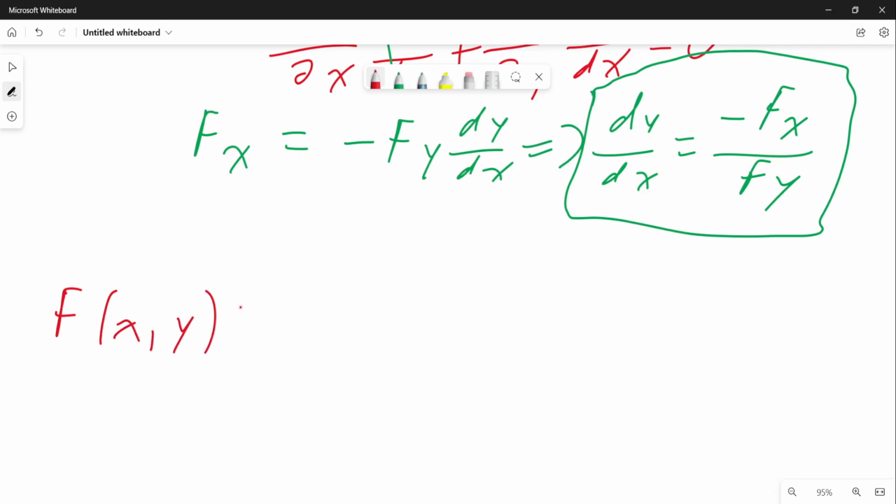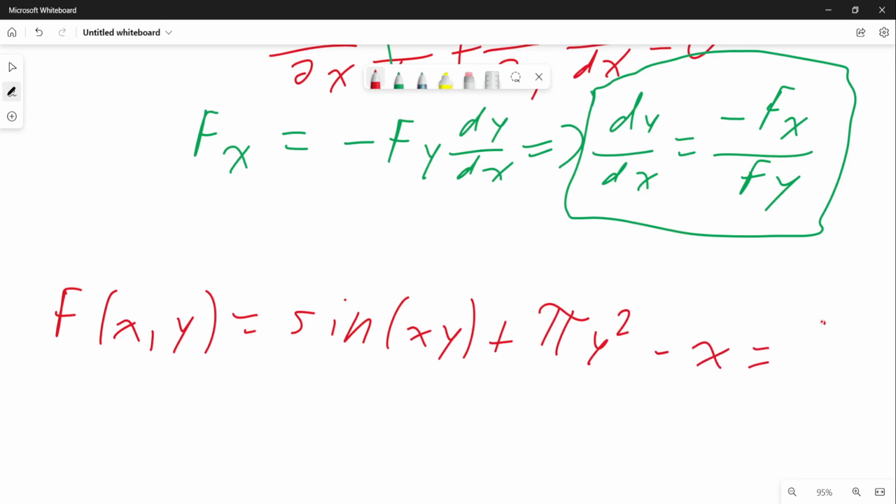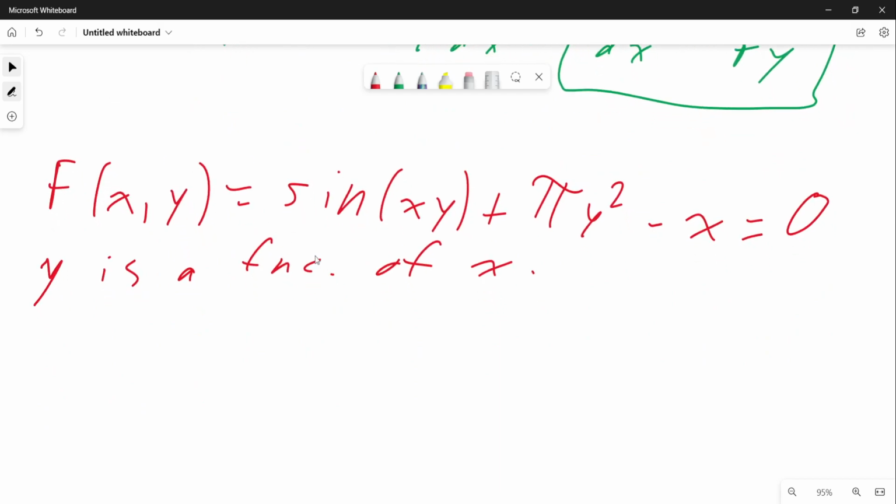f(x, y) is sine of xy plus pi y squared minus x equals 0. And note here, y is a function of x. Because if I was given an x, I would plug in the number for the x, and then since it's equal 0, I could solve for y.